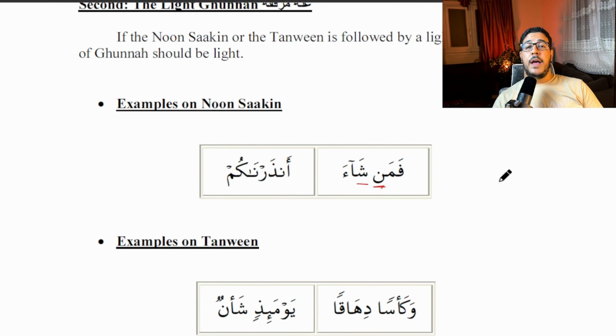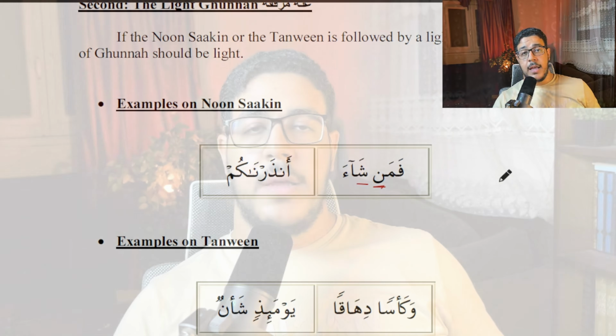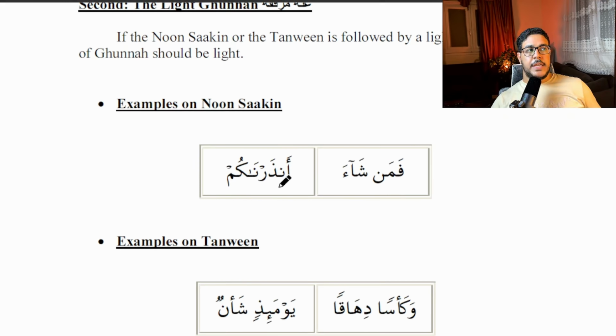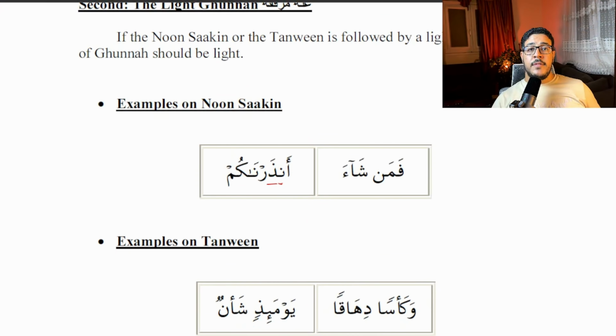فَمَنْ شَاءَ. Again. فَمَنْ شَاءَ. The next example. Noon Sakin is followed by dhal. أَنْذَ. Notice this. أَنذَرْنَاكُمْ. It's a light Ghunnah because dhal is a light letter.